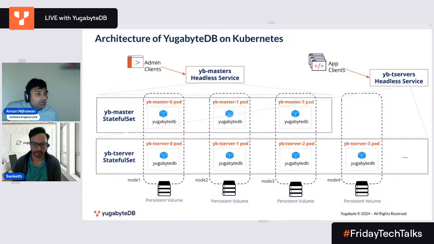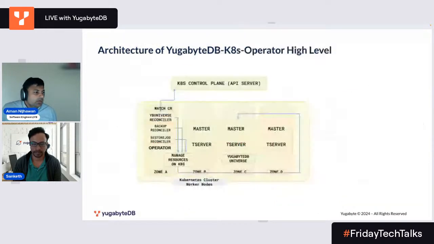For clients that are outside the cluster, we can create load balancer services out of band. And by the way, this is something we'll also change in the near future. We'll add the ability to create, in a multi-AZ scenario, a global service across all instances of T server and master. So at a high level, this is the architecture of the operator.